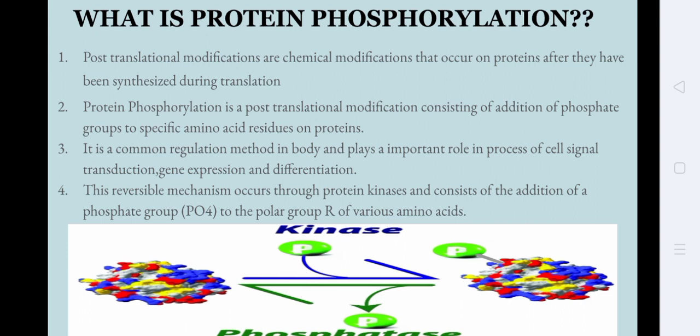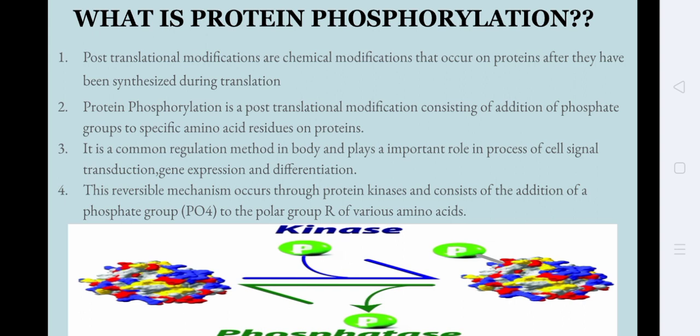It is a very common regulation method in the body and plays an important role in the processes of cell signal transduction, gene expression and differentiation. So, this is a reversible mechanism which is carried out by enzymes called protein kinases, wherein a phosphate group is added to the polar R group of various amino acids.